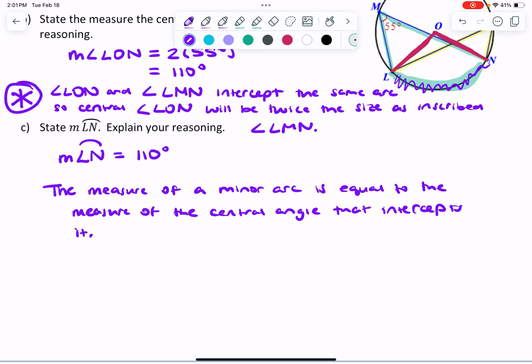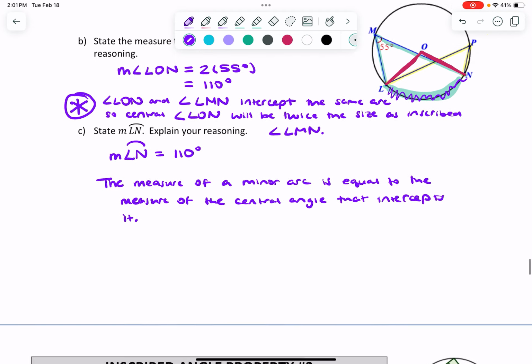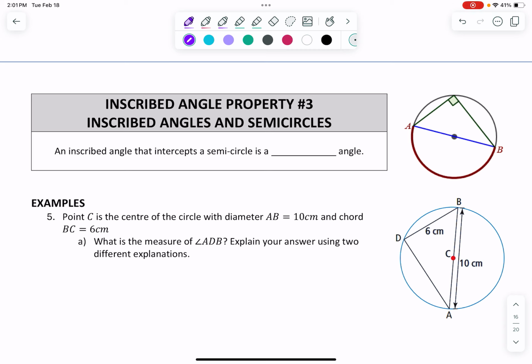Whew. Okay, we've gone through 2 of the inscribed angle properties so far, which means we only have 1 left. And the last one is pretty cool. It talks about inscribed angles and semicircles. Remember, we've already talked about what a semicircle looks like. And a semicircle really just means half of the circle. So it's not quite a minor arc, it's not a major arc, it's exactly half the circumference. So an inscribed angle that intercepts a semicircle is a right angle.